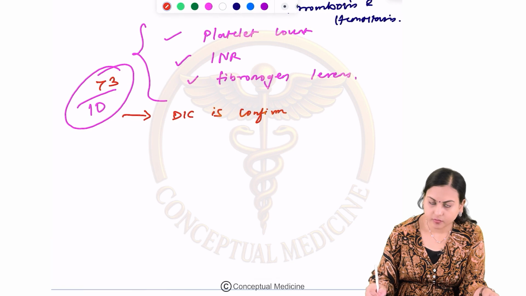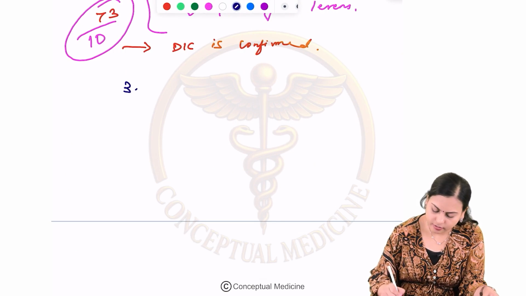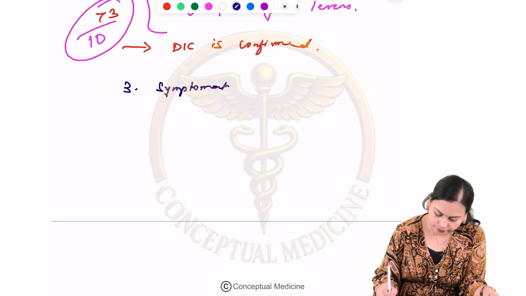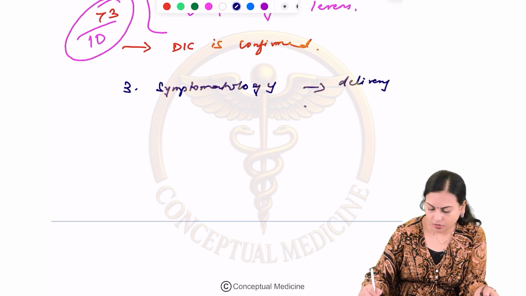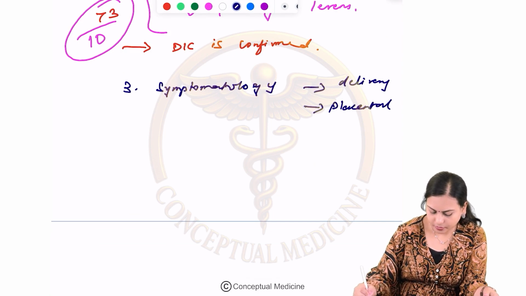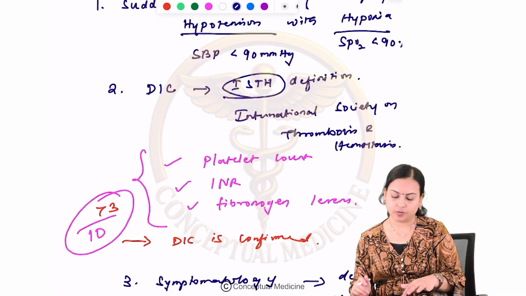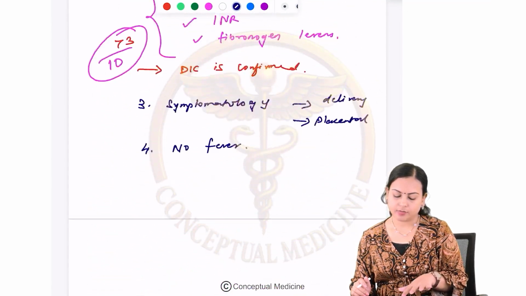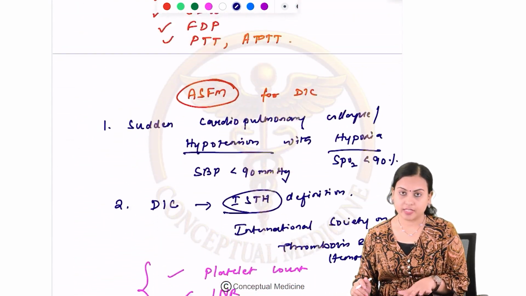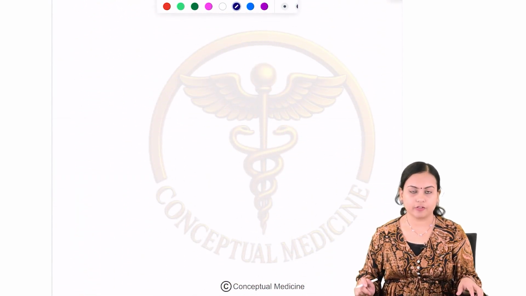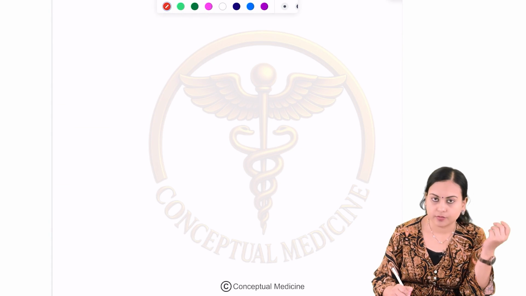Clear? Right. The next factor is about the symptomatology. Symptoms should occur either during delivery of the baby or the placental delivery, and there should not be any rise in temperature; temperature should be normal. If all these criteria are present, then you can diagnose amniotic fluid embolism. We will see how we can manage amniotic fluid embolism now.